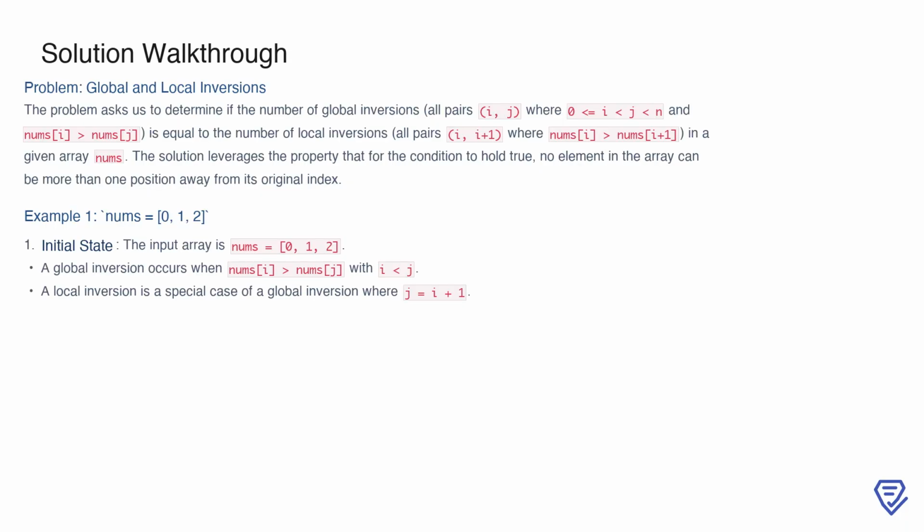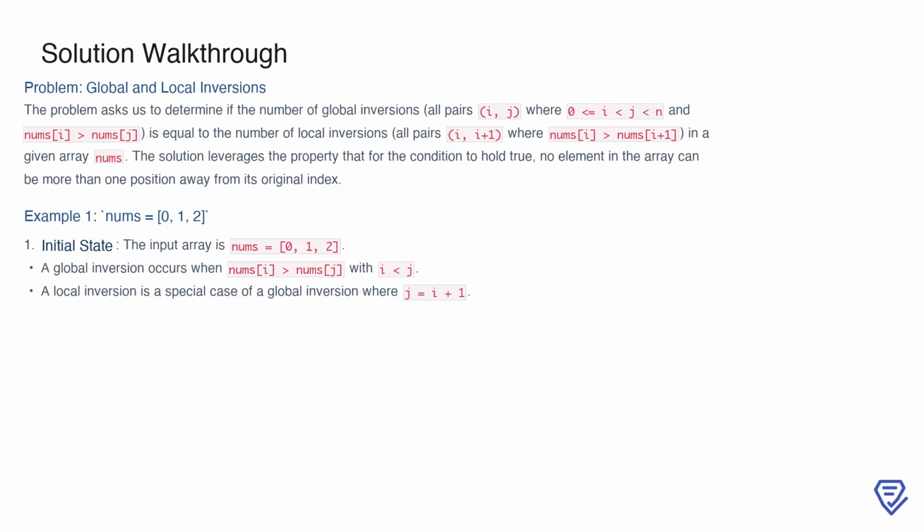In this problem, we're tasked with determining whether the number of global inversions in an array is equal to the number of local inversions. A global inversion is any pair of indices i and j such that i is less than j and nums[i] is greater than nums[j]. A local inversion, on the other hand, is a specific type of global inversion where j equals i plus 1. The key insight here is that for the condition to hold true, no element in the array can be more than one position away from its original index in a sorted array.